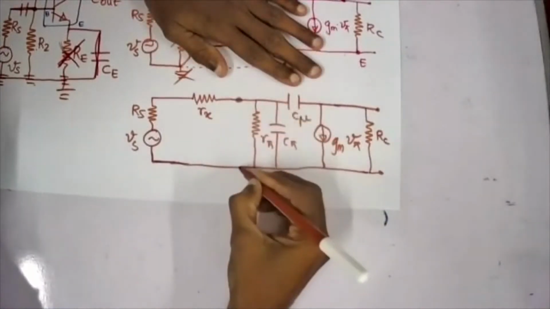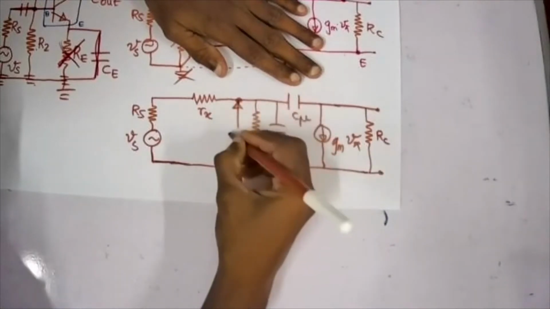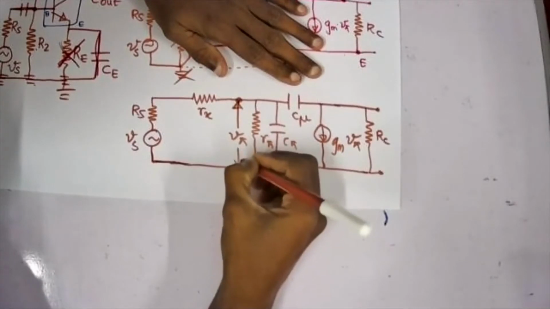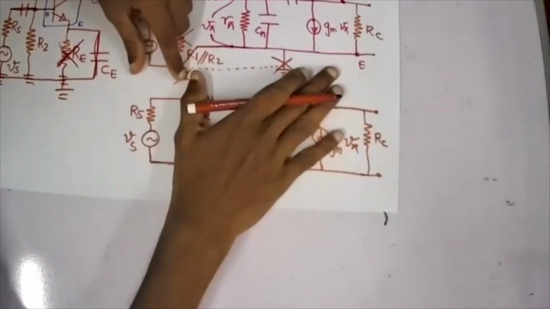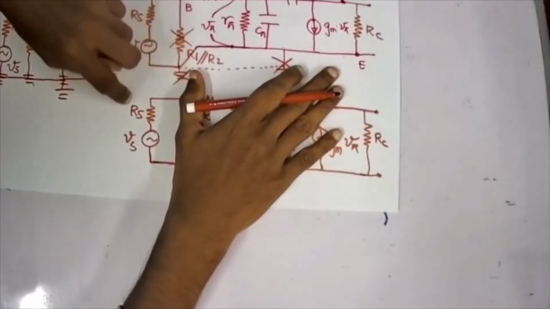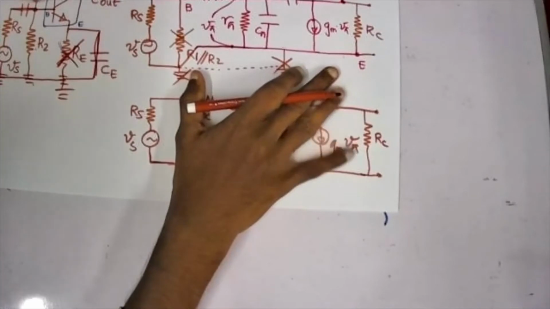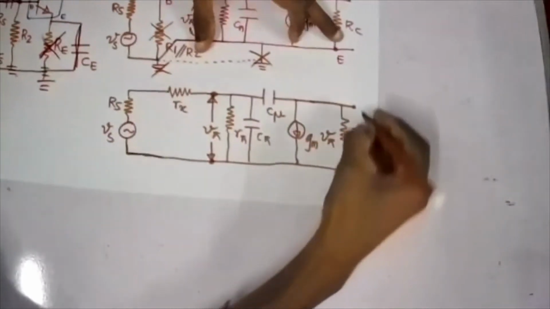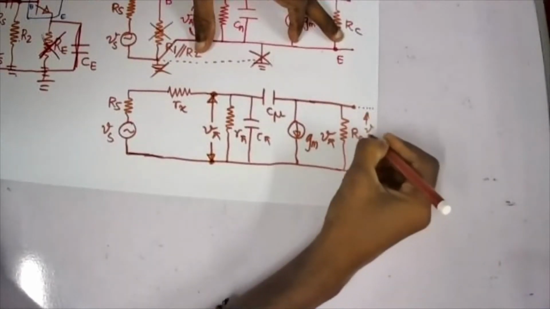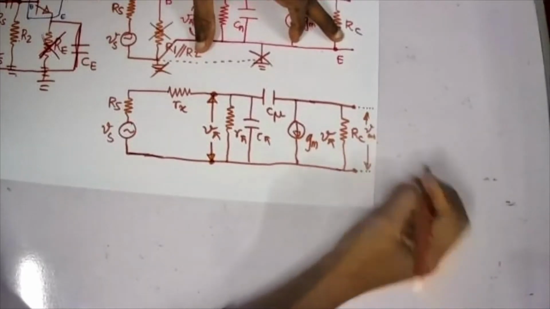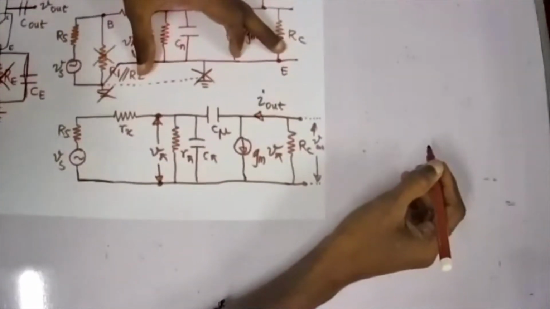Of course, I need to mark V pi, the voltage across R pi and C pi. So this will be V pi. All these things are inside the transistor, and based on the equivalent circuit, only Rs, Vs comes to the input of the transistor amplifier, and Rc comes at the output. So I could mark this one as my V out, and this will be my I out.